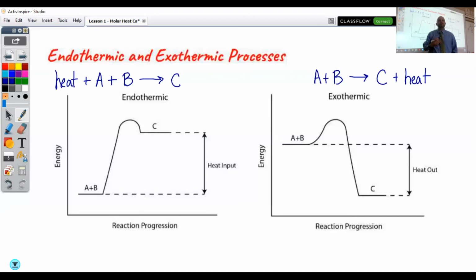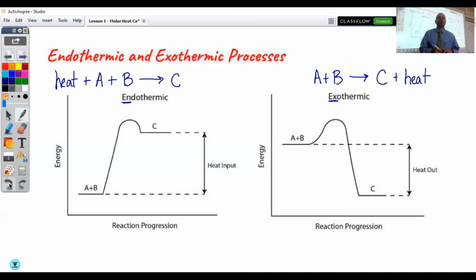The easiest way to remember this is by looking at the prefixes. So En, that sounds like the word that we use for entering. So if we use that same analogy for heat that is leaving, we use the prefix EX, like heat is leaving the chemical reaction, or heat is being given off as a result of this chemical reaction.